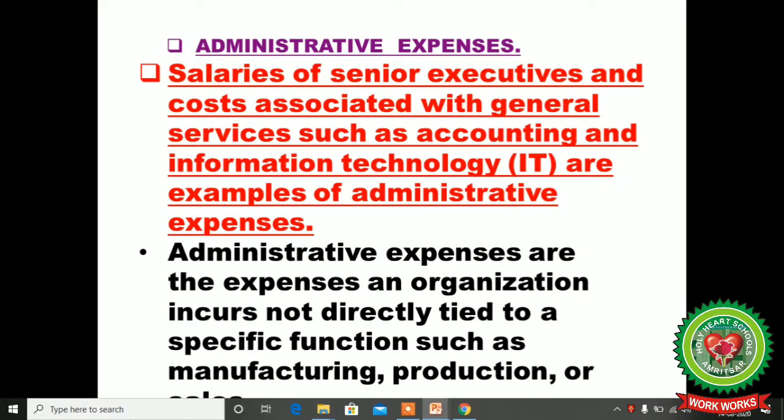Administrative expenses, like the salaries of senior executives and costs associated with services such as accounting and information technology (IT), are examples of administrative expenses, the expenditure totally on your administration part. Administrative expenses are the expenses an organization incurs that are not directly tied to a specific function, such as manufacturing or production.